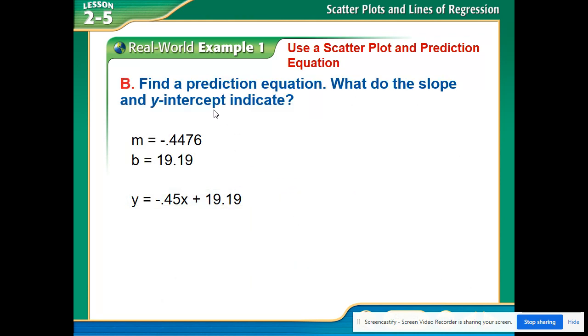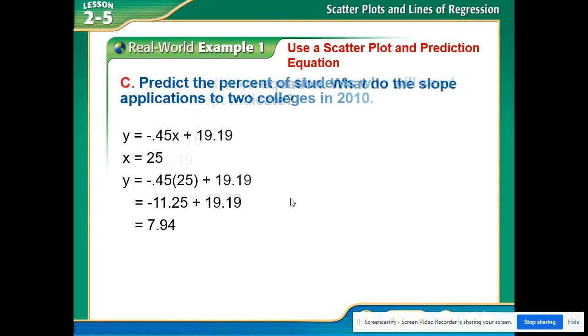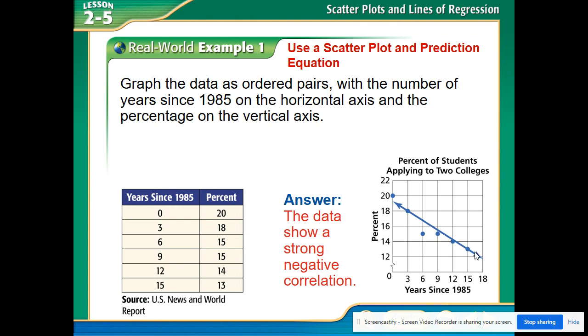When we do that, we end up finding the prediction equation. We get M equaling negative 0.4476 and B being 19.19. So my prediction equation is Y equals negative 4.5x plus 19.19. So there's my prediction equation. Again, I can plug it back into the formula, and that's what will give me this line here.